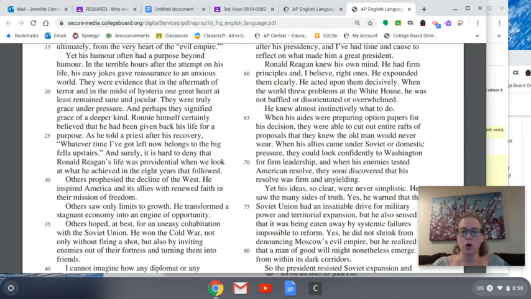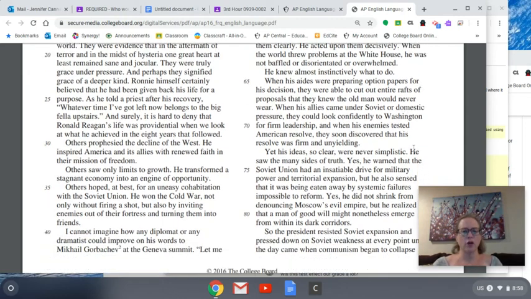When his allies came under Soviet or domestic pressure. Well, there you go with another obstacle. Soviet or domestic pressure. They could look confidently to Washington for firm leadership. And when his enemies tested American resolve, they soon discovered that his resolve was firm and unyielding. Wow, that definitely goes down with decisive.